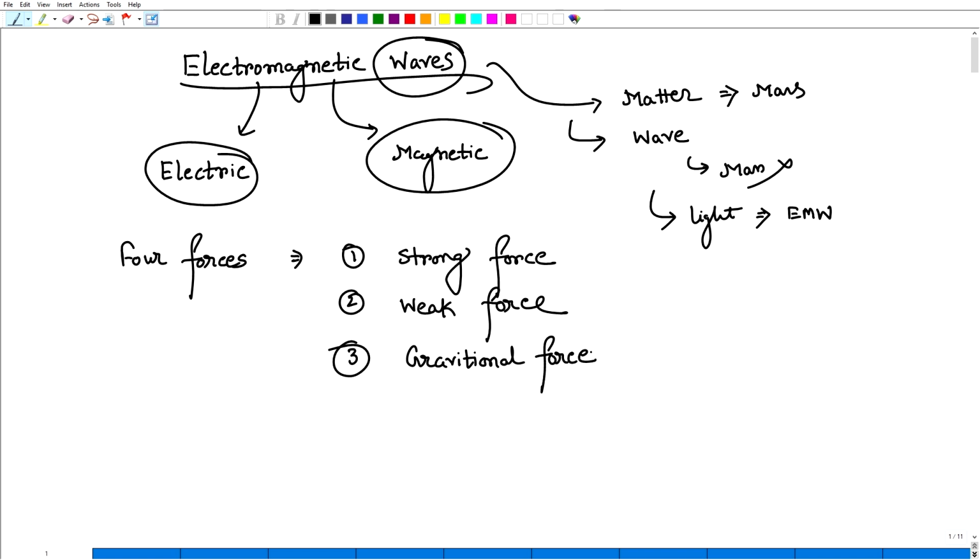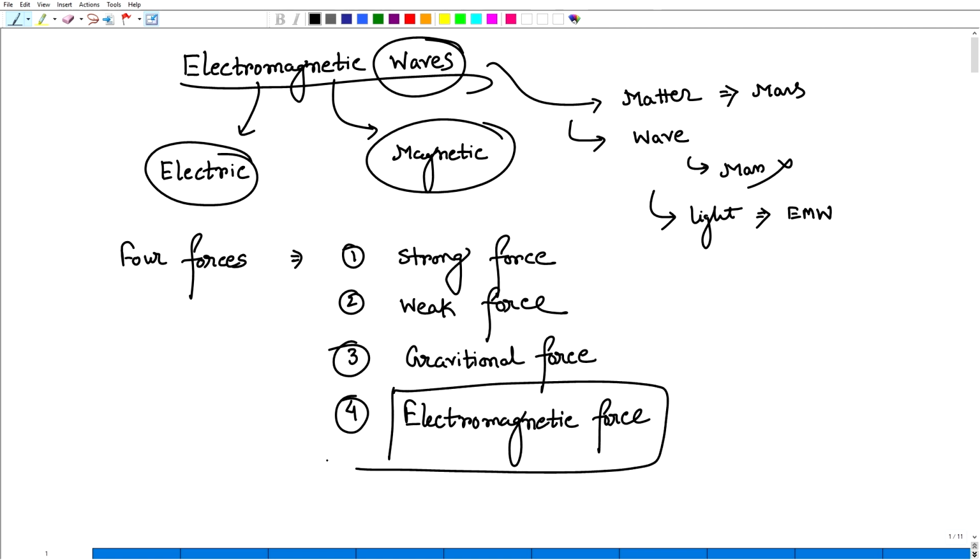We know that due to gravitation, everything attracts each other. And another one is our electromagnetic force. This electromagnetic force is essentially related with our electromagnetic waves. Both consist of electric and magnetic fields. So before entering into details about electromagnetic waves, we should first understand what the electric and magnetic fields are.